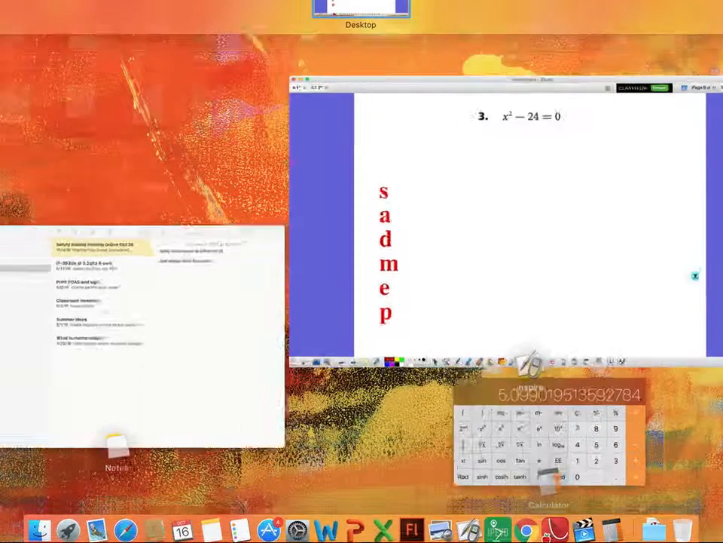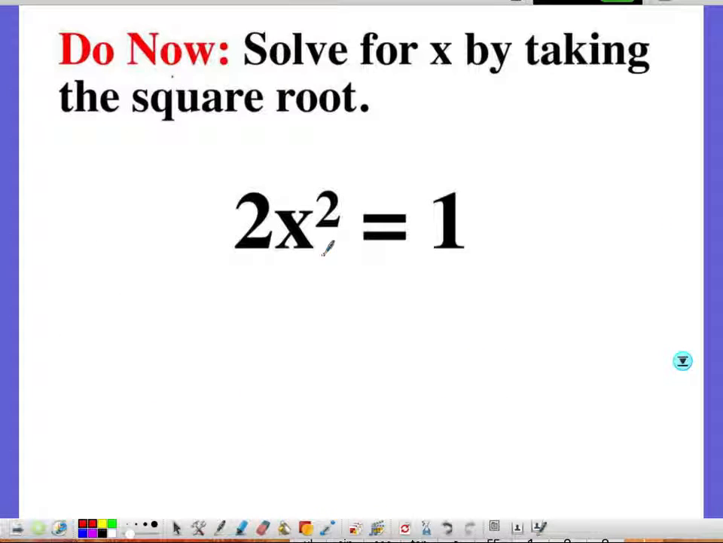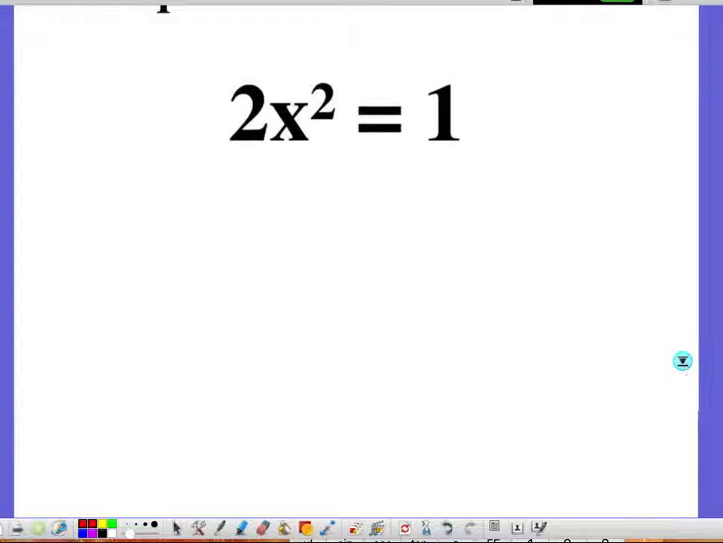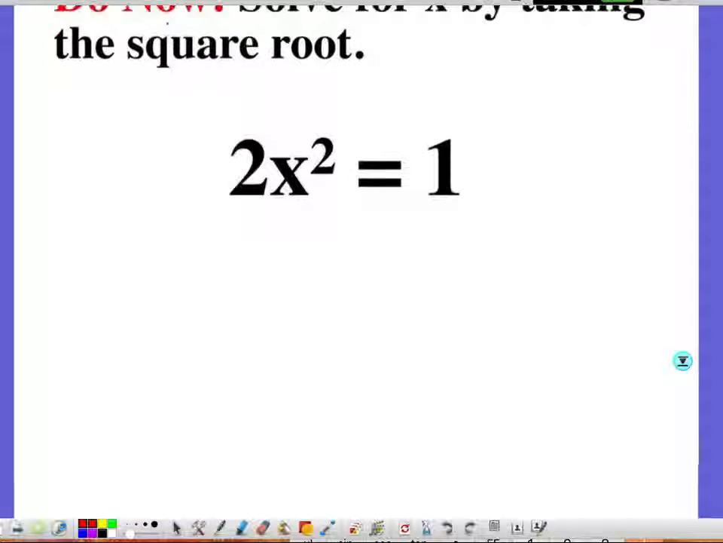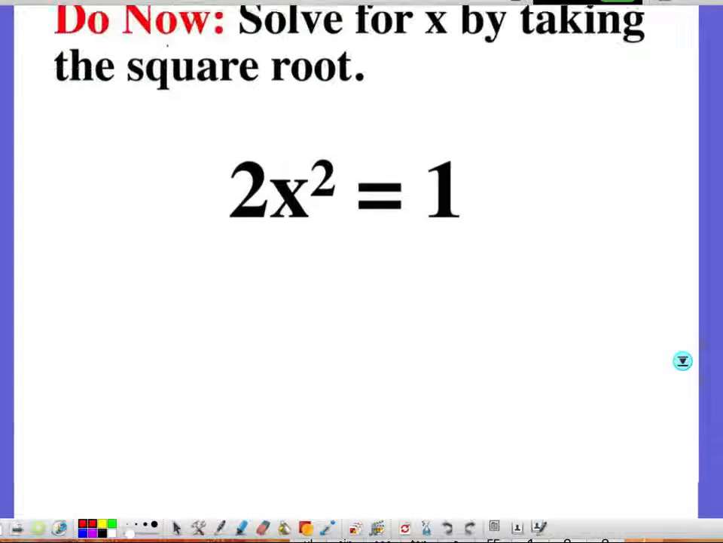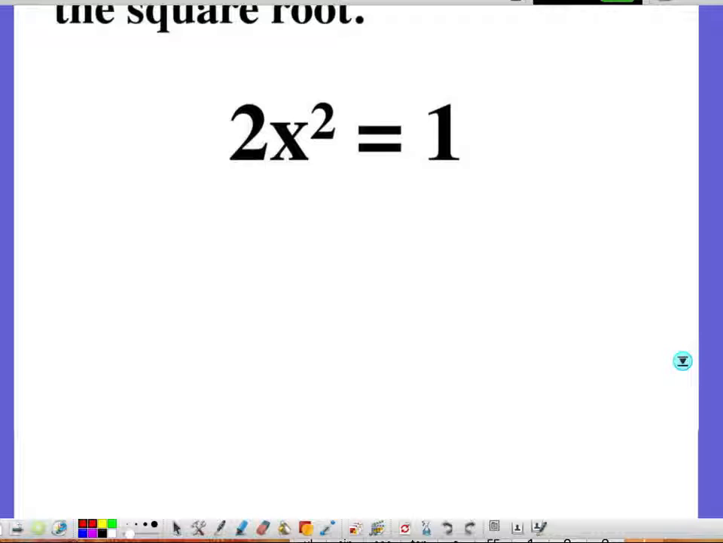So what I want to do is show you an example such as this one, where there's an added extra step. So let's go ahead and go through the steps of this. Again, you want to follow reverse PEMDAS, which I call SAD MEP.